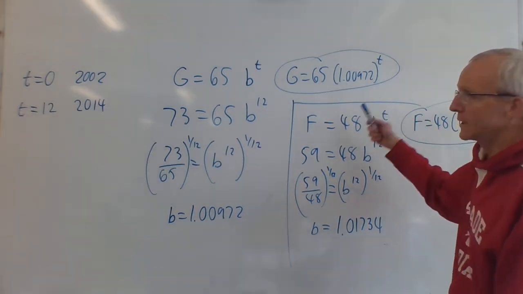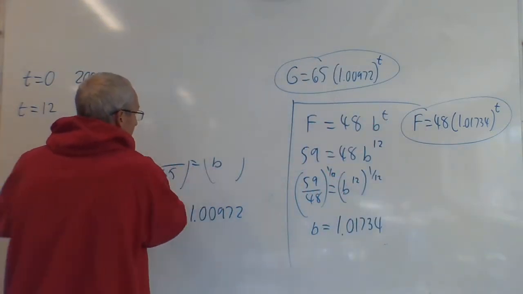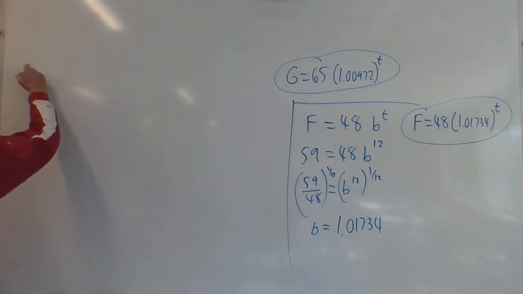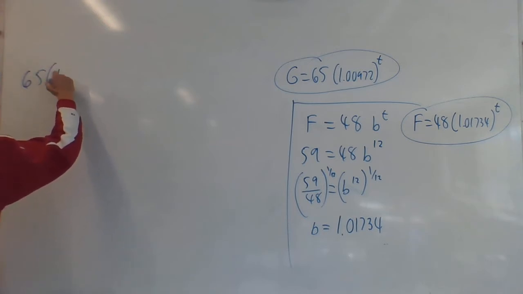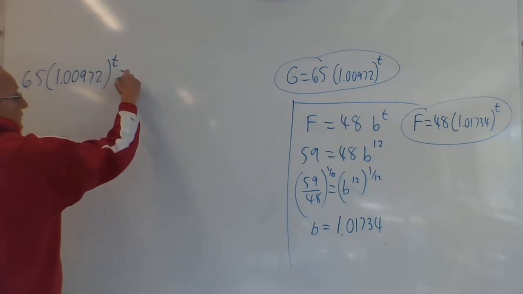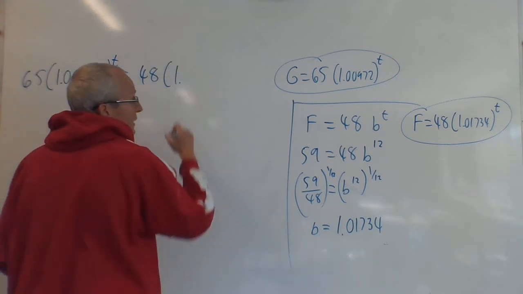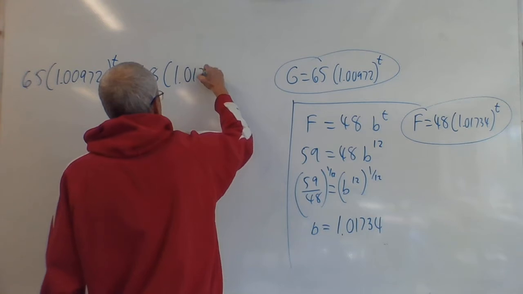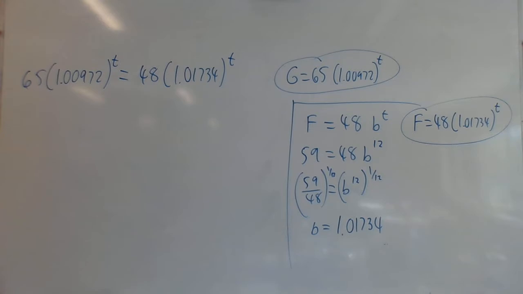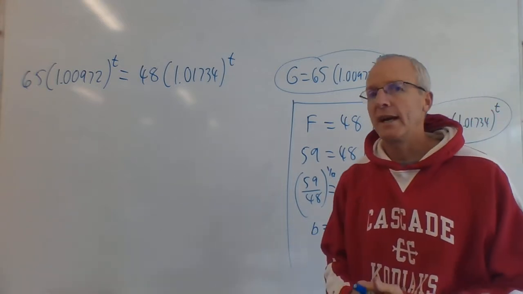Now, when do they have the same population? We set those two formulas equal, and we solve for time. That's the last part. So I'm going to keep the formulas there, set them equal, and solve for t. We have Germany, 65 times 1.00972 to the t, is equal to France, which is 48 times 1.01734 to the t. Now we figure that out. What if I'd said, which I probably will in the real quiz, when does France have 2 times as many people?